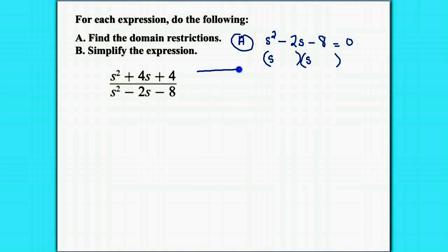Okay, so you could even do a little T-chart over here. We want to see which numbers would multiply to negative 8 but add up to negative 2. So we have negative 4 times positive 2. You could have positive 4 times negative 2. You could have 1 times negative 8. You could have negative 1 times positive 8. All of those combinations would multiply to negative 8. Let's see which of those would add to negative 2.